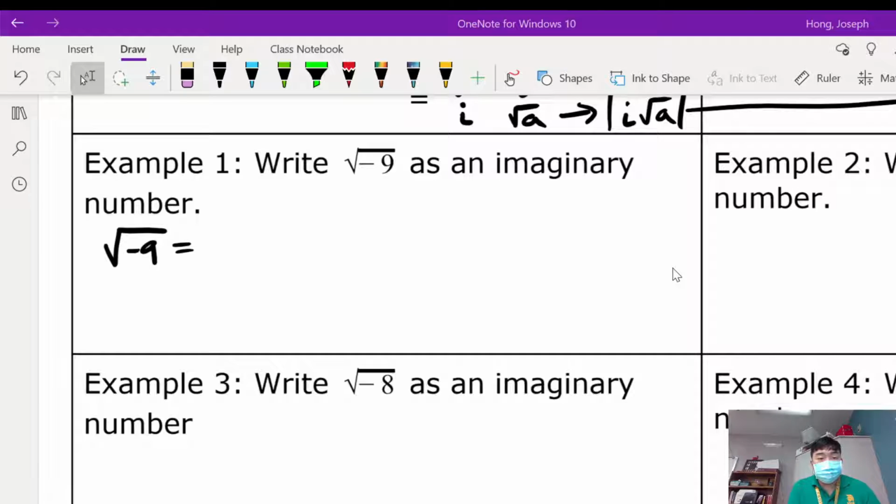So we can split this up into two pieces. We can make this -1, and we can have it multiplying to +9. So the objective here is to say that, okay, I can take a square root of a positive.